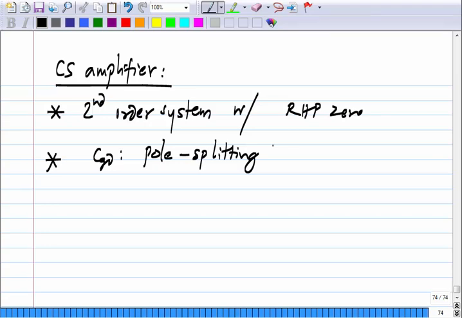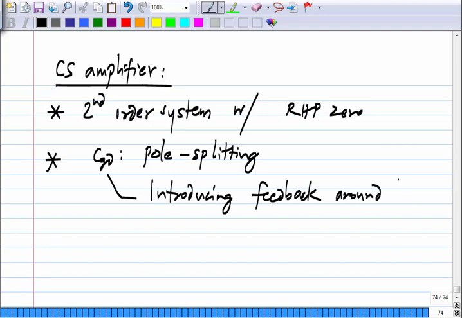Okay? So, the CGD you can also think of as introducing feedback around the amplifier. Okay, and it's because of the feedback that the conductance at the output node increases. Okay.